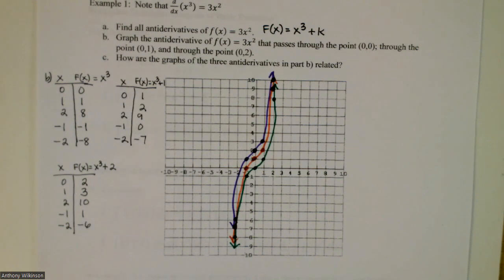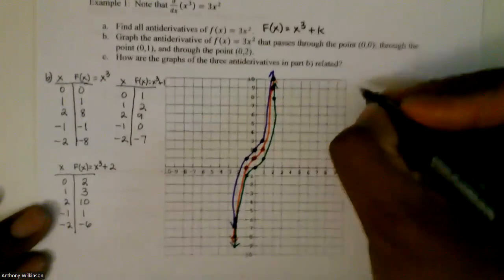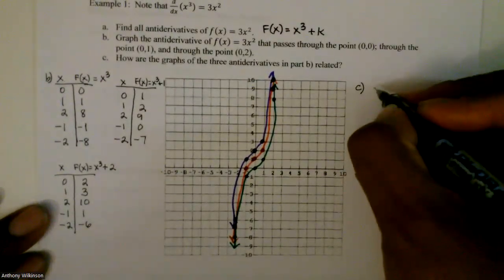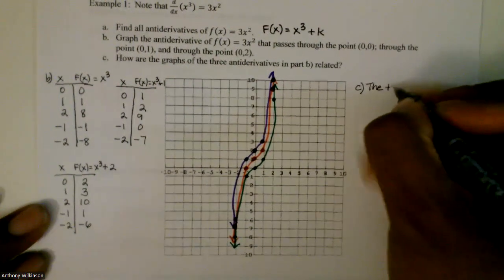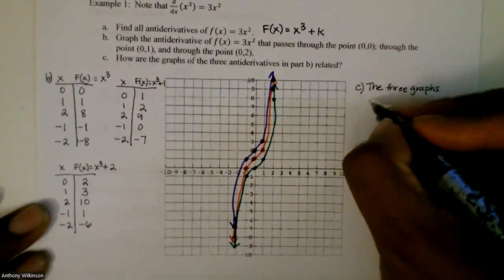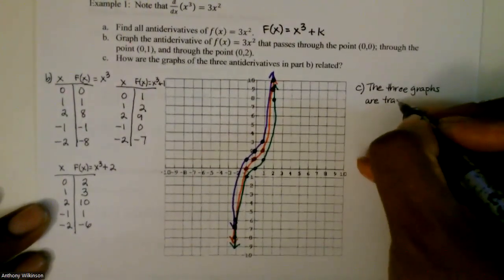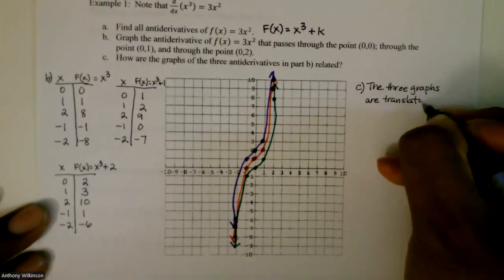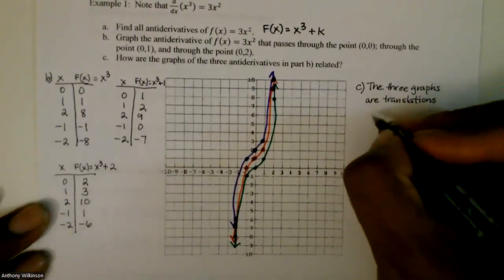So now in part C, how are the graphs of the three antiderivatives in part B related? Well, if you look at it, these graphs are nothing but translations of each other, because here we're shifting the graph of f of x equal to x cubed up. So here we can just say that the three graphs are translations of each other.